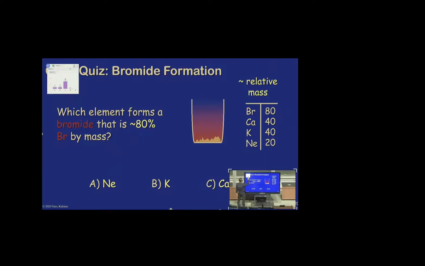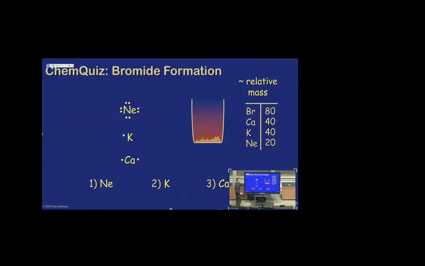Everybody, or a lot of us, have decided C, or calcium, is the right answer, and I agree with you. Here are the conceptual steps you might have taken. You have to make a neon bromide, a calcium bromide, or a potassium bromide. Will a neon bromide form? Not likely. The idea is bromine accepting an electron. It's the more electronegative. Will it accept an electron from neon?